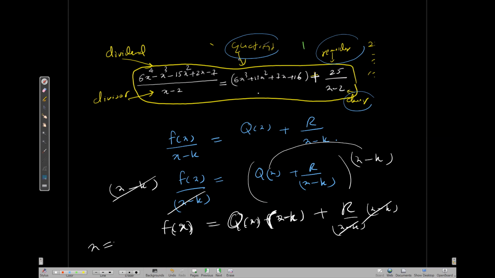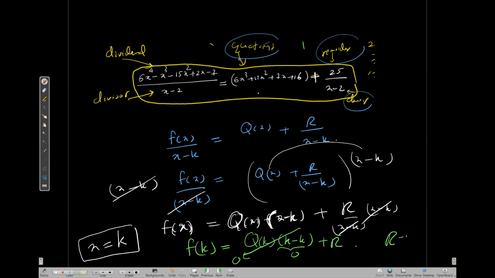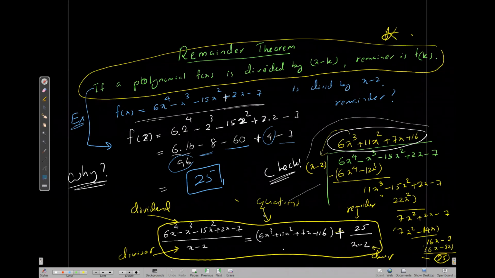Now put x equal to k. Once I do that, look what's going to happen. f of k equals q of k times k minus k. That's the beauty of this. This is 0, so this whole part will vanish. So f of k equals the remainder. So the remainder equals f of k. That is the proof.